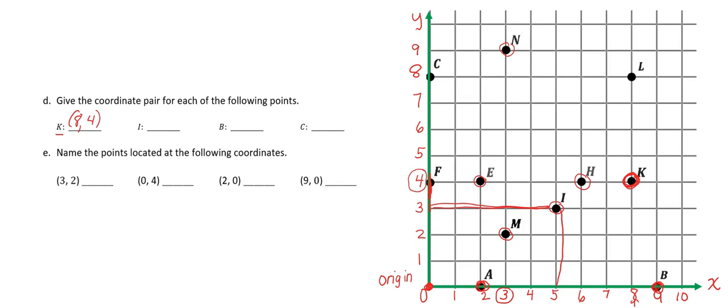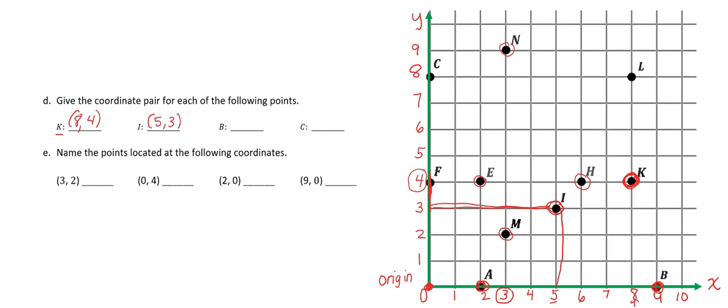And notice that I wrote the pair in parentheses with a comma separating the two numbers. So that's the standard form for coordinate pairs. Now let's find point I. Well, point I we looked at in the previous question. To get to point I, we went over 5 and up 3. So we'll say 5, 3 is the pair for I.